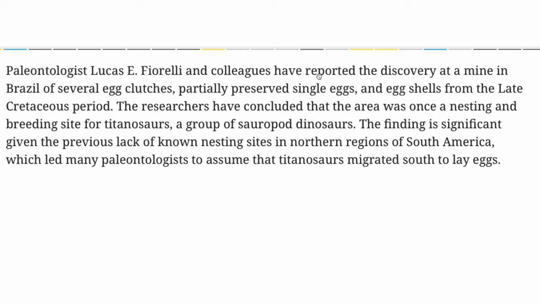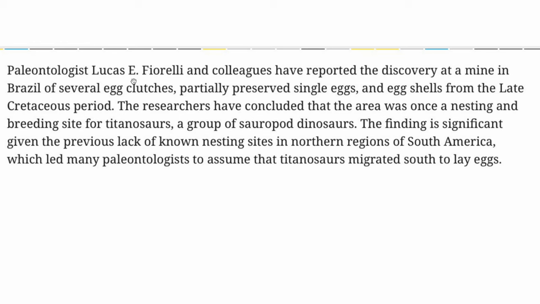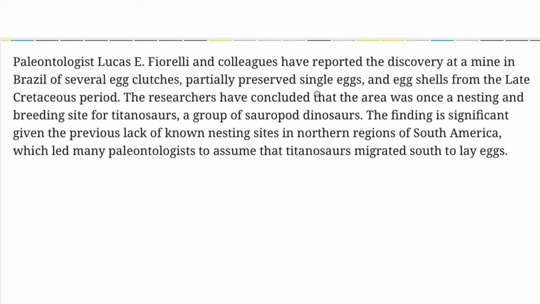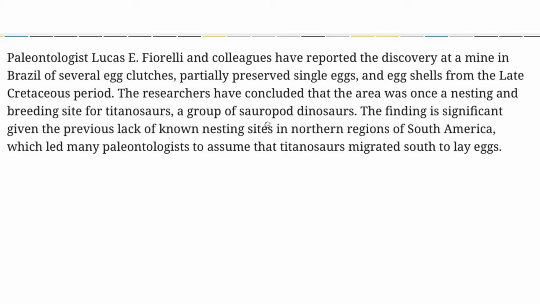Okay, so these people have reported the discovery of several egg clutches. And I think an egg clutch is like a group of eggs. Oh, nope. No, it is. So this is a list of three things: egg clutches, partially preserved single eggs, and egg shells. Okay, the researchers have concluded that the area was once a nesting and breeding site for titanosaurs, a group of sauropod dinosaurs. And don't worry about that stuff.